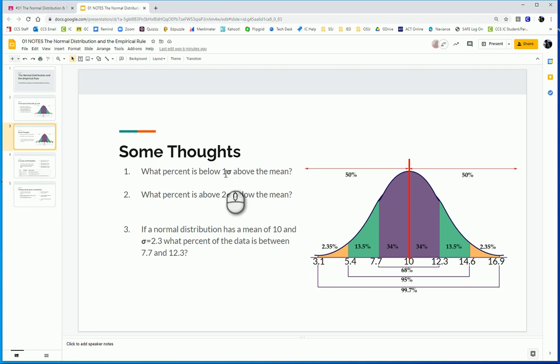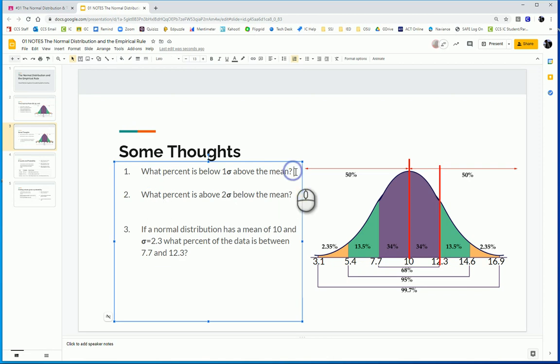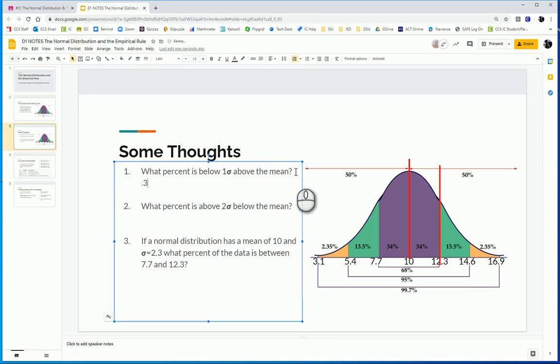So what percent is below 1 standard deviation above the mean? So if we go to 1 standard deviation above the mean, that is right here. Okay. And then if we're talking about what percent is below that, so we got this 34 that's here, at 34%. So 0.34 plus, well, from the mean on down, we know that's 50%. So 0.5 for 50%.